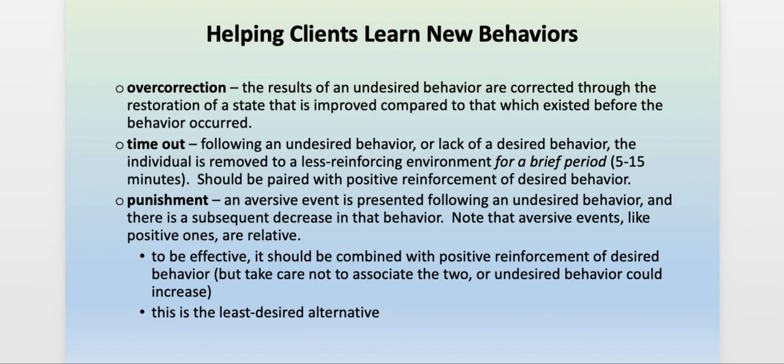Then there's punishment. Punishment is when an aversive event is presented following an undesired behavior. We're not talking about removing something aversive; we're presenting something aversive, and that's where the punishment part comes in. The idea is that there'll be a decrease in the behavior. But aversive events, like positive events, are all relative to the individual and the situation. To be effective, it should be combined with positive reinforcement of desired behavior, but you want to be careful not to associate the two, or the undesired behavior could increase.